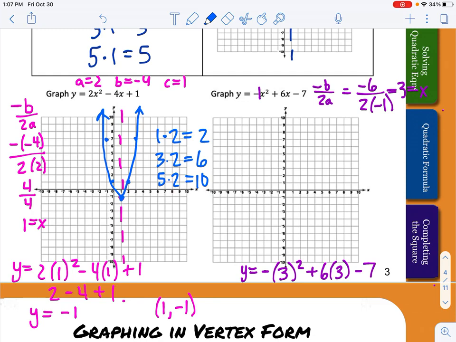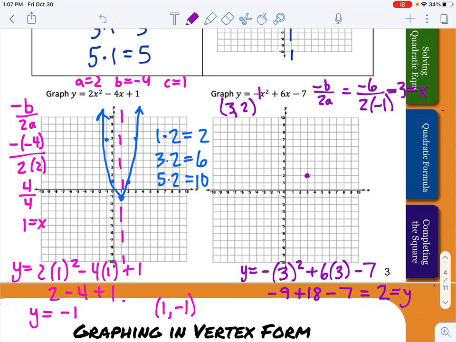So 3 squared is 9. Then you multiply that by -1 on the outside, and you get -9 plus 18 minus 7. So you end up getting 2 for your value of y. So we have our vertex, 3, 2. Go ahead and graph it over 3, up 2.